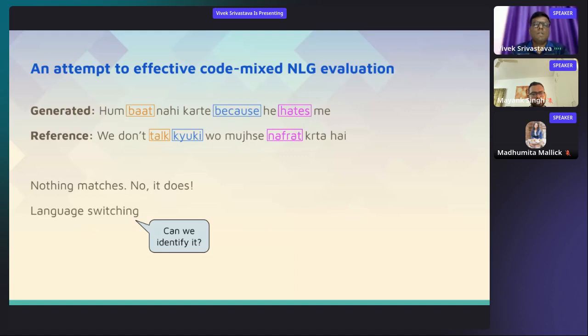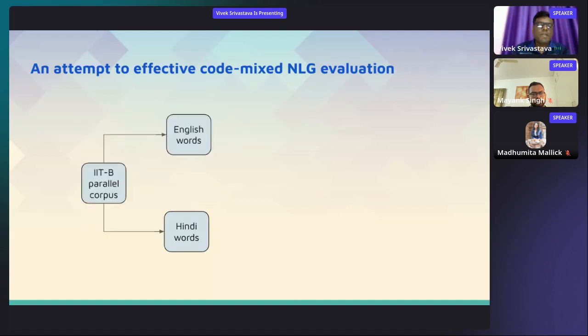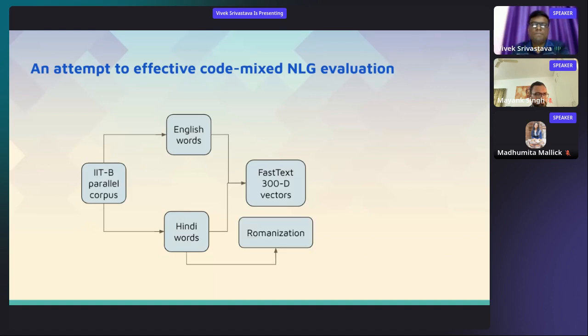So what we did was we took the IIT Bombay parallel corpus, as it was the largest data set available at that time for English and Hindi. We took out the English and Hindi words. From there we got the fastText 300 dimensional vectors for these words. But in our case, the words will be romanized, right? So we used the same romanization algorithm that we were using for the Hindi words, and we assigned the 300 dimensional vector that we got for the Hindi word to the corresponding romanized word.